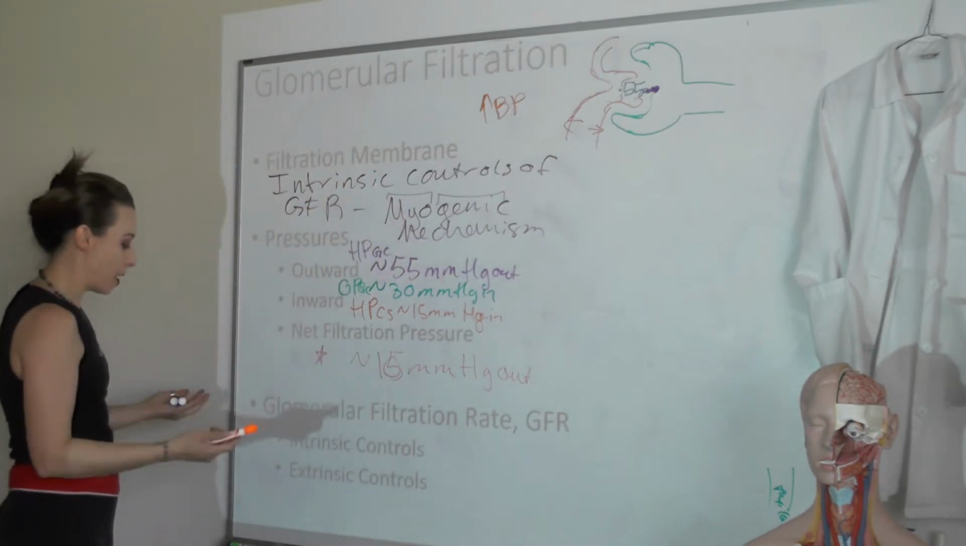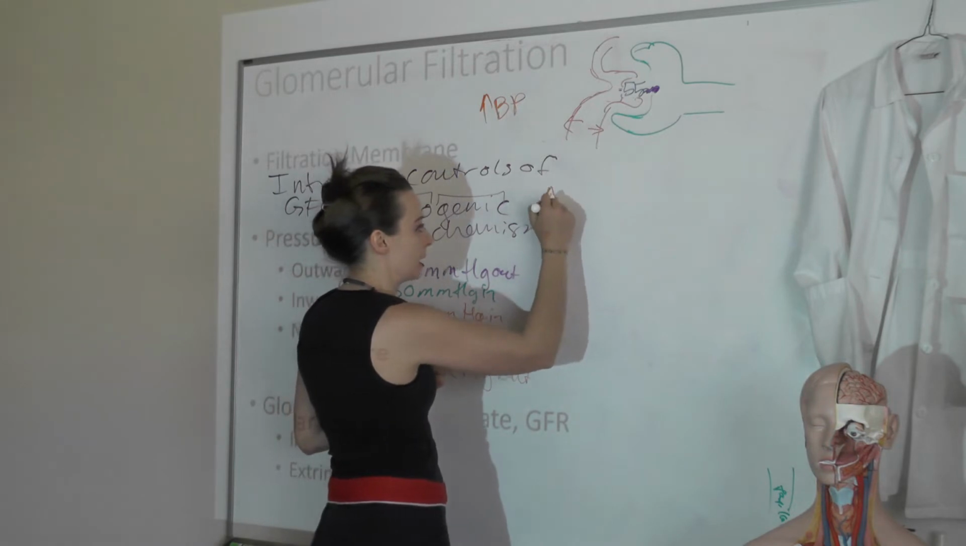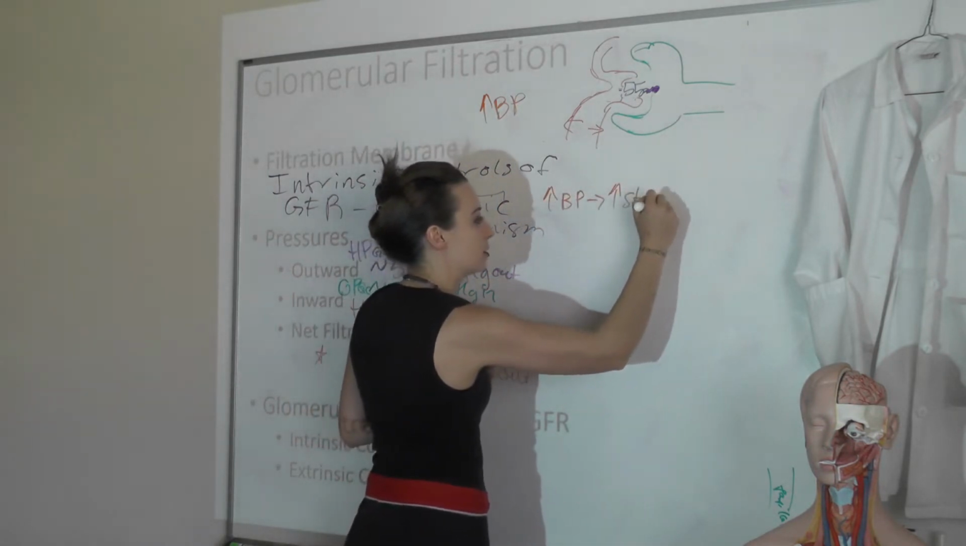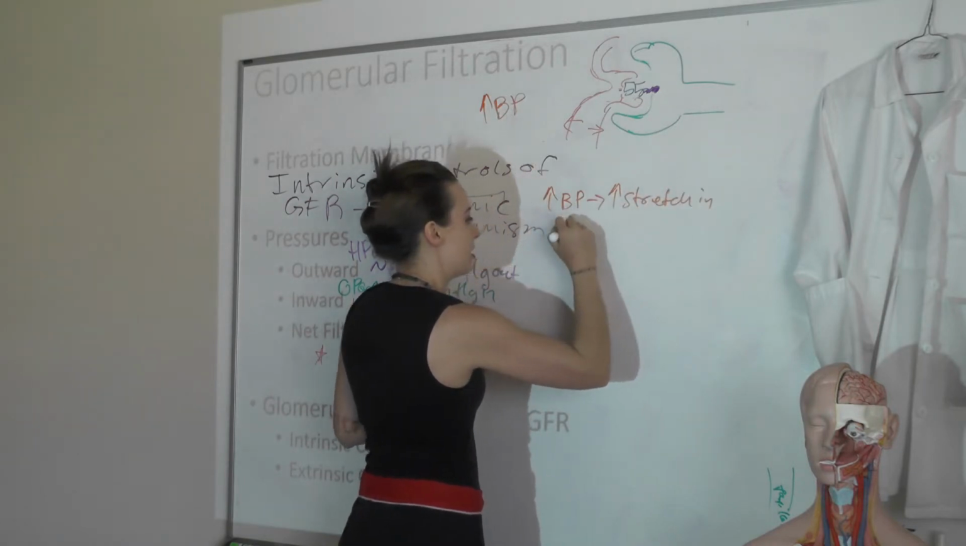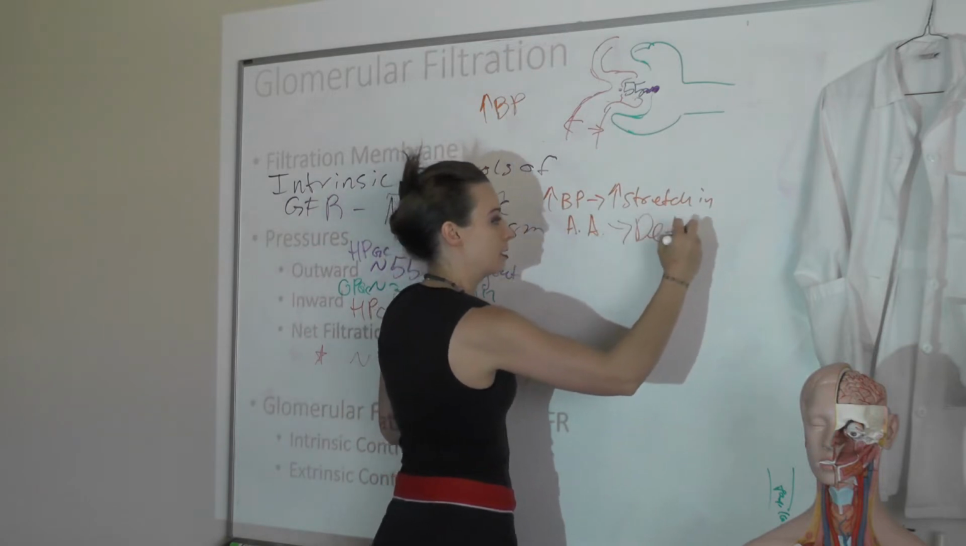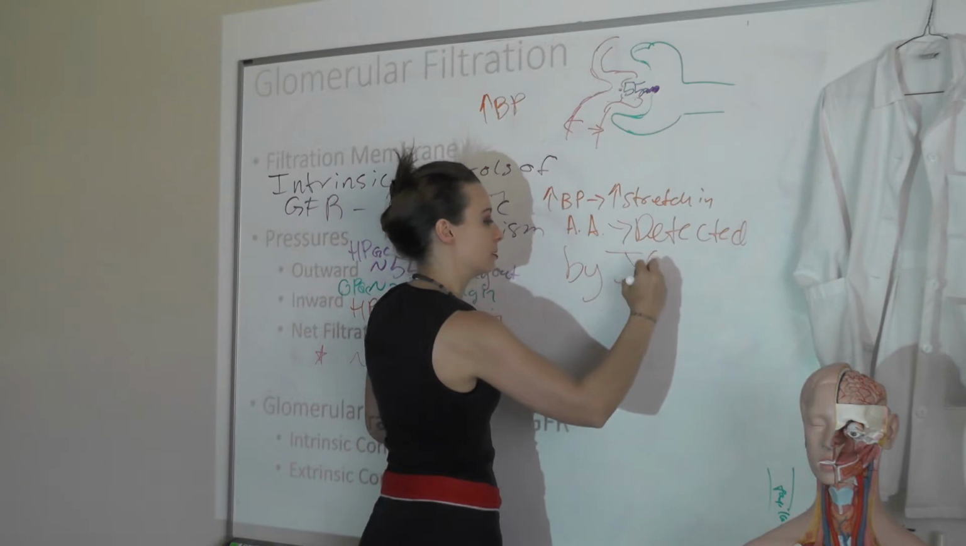So let's write that out. For my myogenic mechanism, what would happen is we would get an increase in blood pressure. This is going to increase stretch in the afferent arteriole. This is going to be detected by my JG cells.